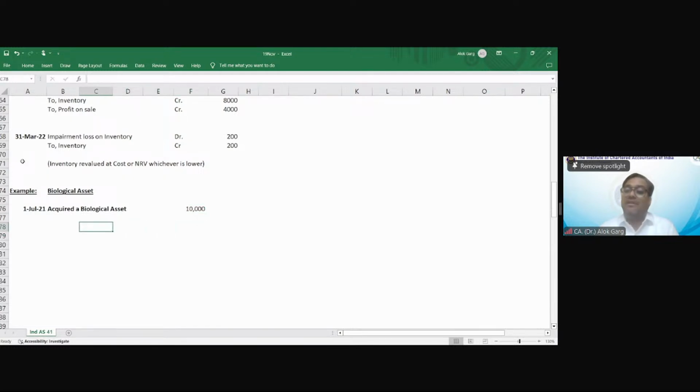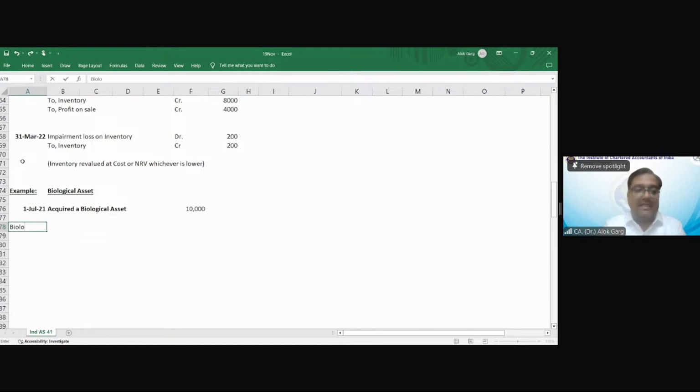But what is the initial measurement criteria? This biological asset has to be measured at fair value less cost to sell. Yes, sir. Fair value less cost to sell. So what is the fair value? If this company has acquired this biological asset at market price, what is the market value? 10,000. So the standard says 10,000.